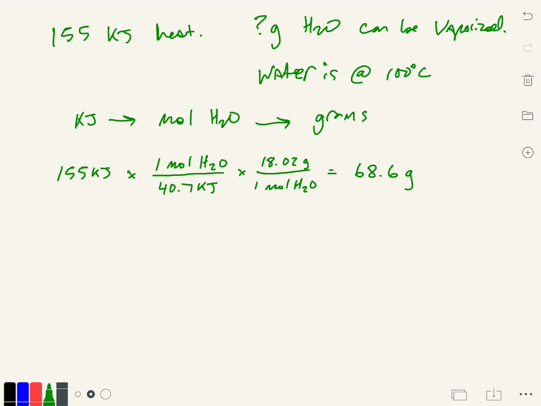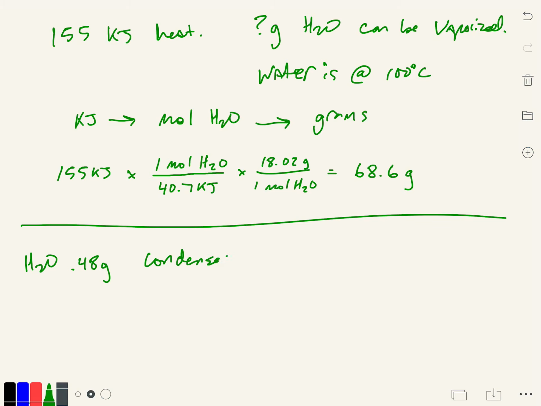You could do a type of problem with using this. I'll give you an example of another type of problem. A drop of water weighing 0.48 grams. I'll give it to you, 0.48 grams. This is water. Condenses on the surface of a 55 gram block of aluminum. Okay, the aluminum has an initial temperature of 25 degrees Celsius.